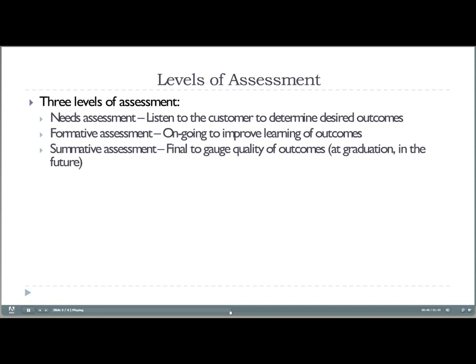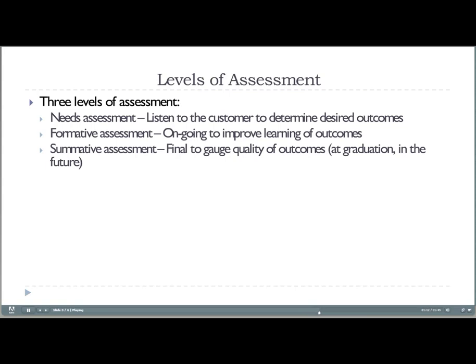The first level is needs assessment. That's where we're trying to figure out what it is that we're trying to accomplish with our program. What is it that our customers are expecting? Then the second level of assessment is assessing how you're doing along the way. How are the processes that you've set up working?